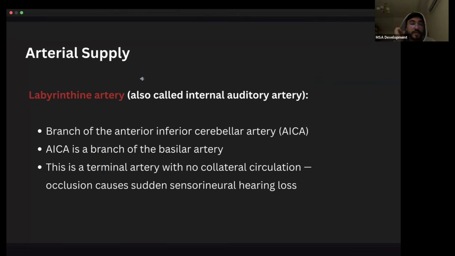So here we have the labyrinthine artery. The labyrinthine artery is also known as the internal auditory artery, which supplies the inner ear, and it comes from the ICA. So if you remember from neuro, ICA is a branch of the basilar artery. The labyrinthine artery is really a terminal artery, it doesn't have any collateral circulation, which means that if a sudden occlusion happens to your labyrinthine artery, you're going to get sensorineural hearing loss.